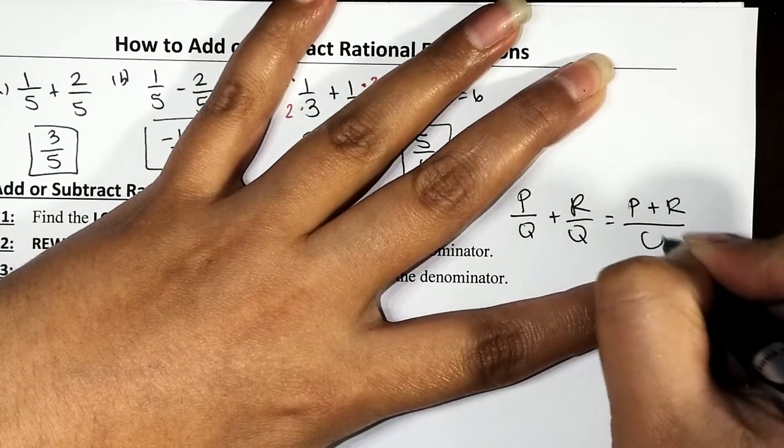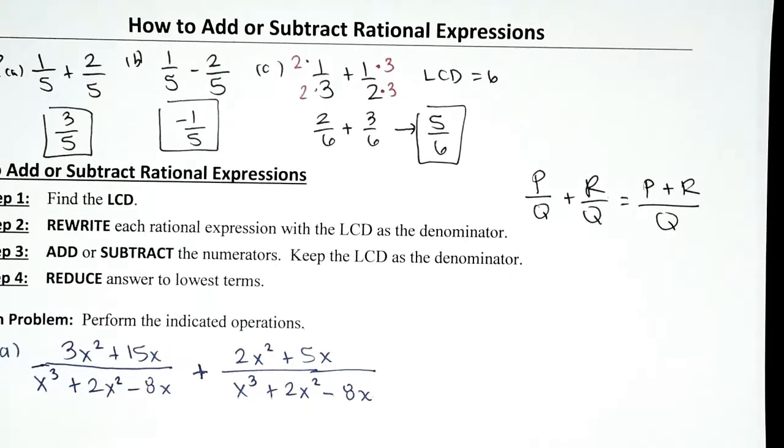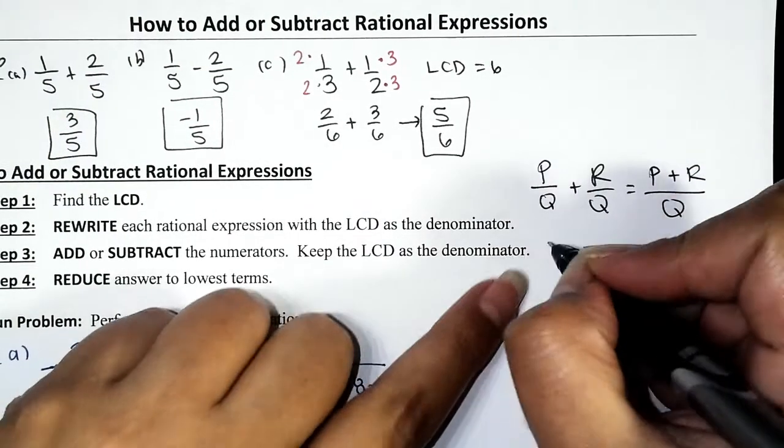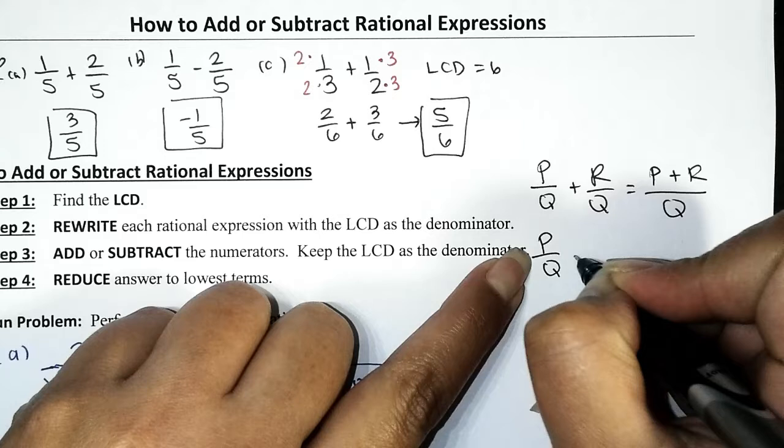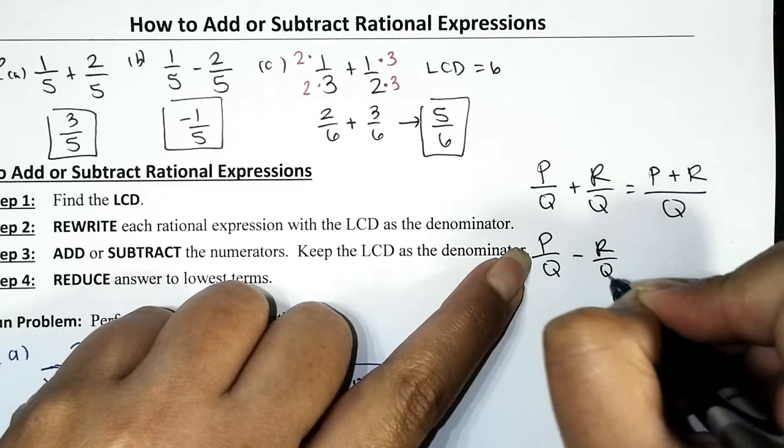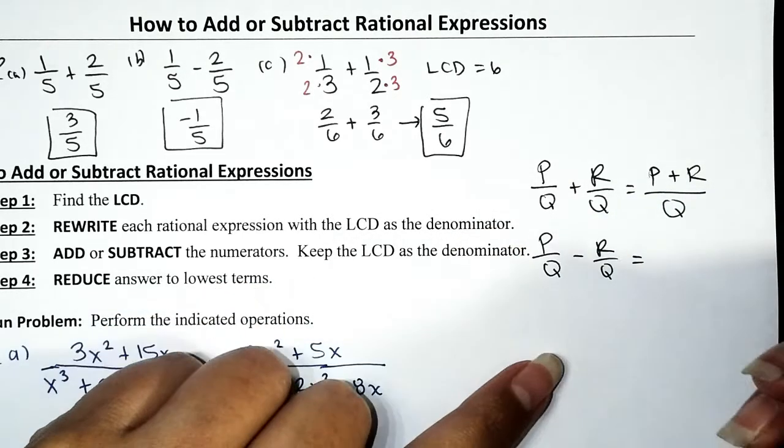We're going to add the numerators and then write the sum over a common denominator. Now, what if we had a subtraction problem? What if we were subtracting two rational expressions that had the same denominator? Okay, well, then we have to subtract the numerators, okay?